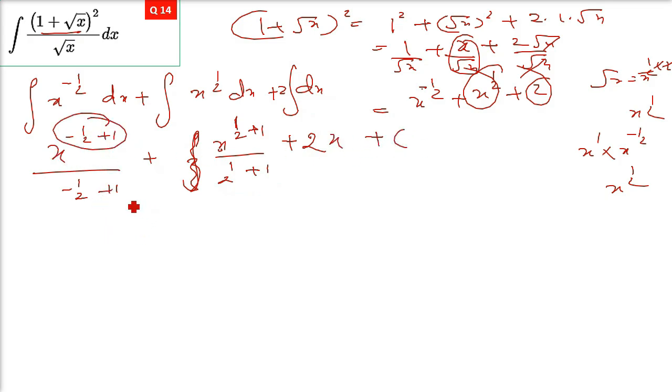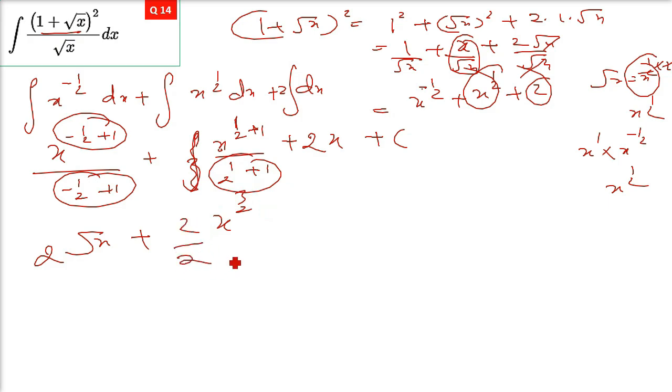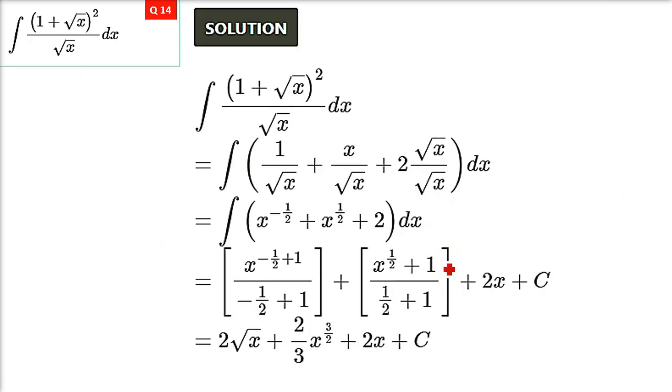What is this? 1 minus half is half only. And denominator 1 minus half, so half goes up, it will be 2. And this is under root x, only x raised half. X to the power half plus 1, x raised 3 by 2 it will be. Denominator is 3 by 2. When it goes up, it will be 2 by 3. So it's not 2 by 2, it's 2 by 3 actually. 2x plus c, this is your final result. So this is how the final solution should look when you do it in your exam or in your classwork.